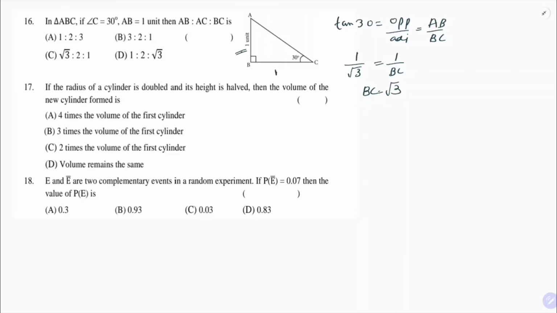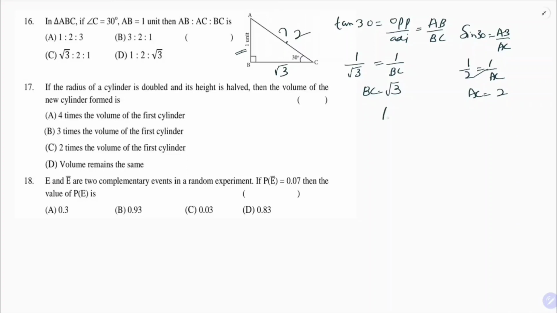In the same way, I need to calculate AC. For that I'll use again opposite by hypotenuse, sin theta. Sin 30 is AB by AC. So sin 30 value is 1 by 2. AB is 1, so I'll get AC as 1 into 2, which is 2. So I got all the values. This value here is 2.